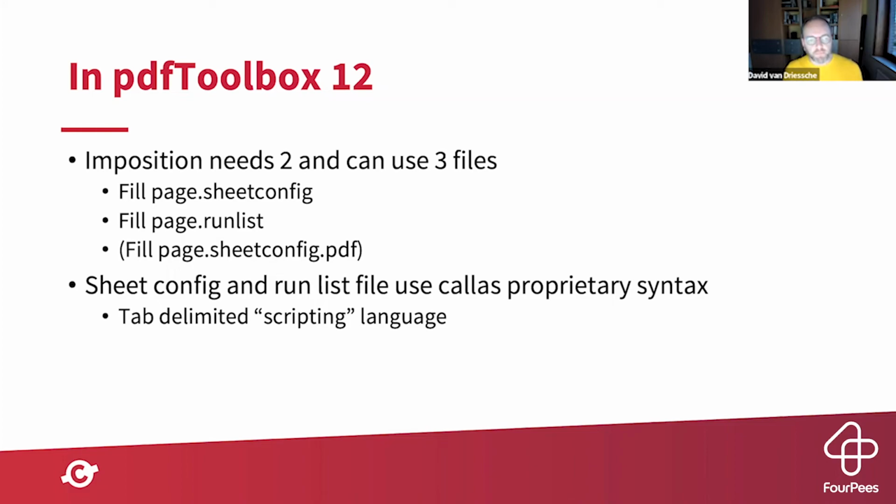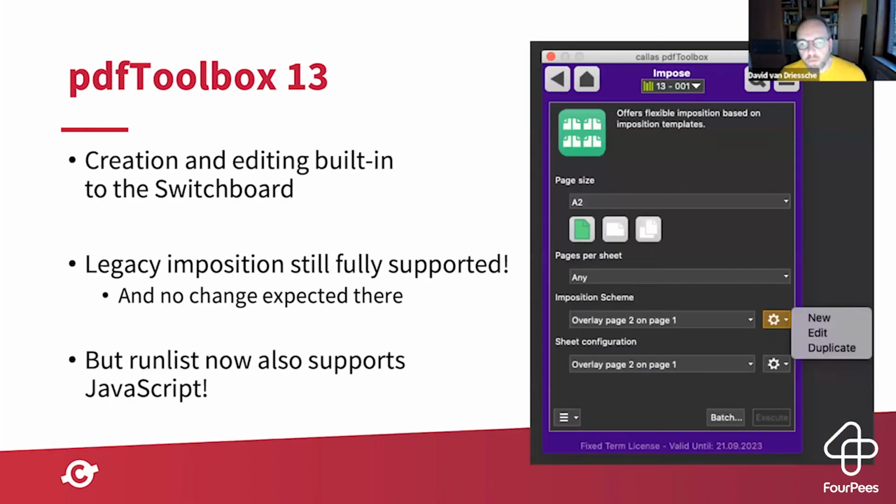In pdfToolbox 12, as you probably know if you've used imposition, there is a sheet config and a run list file. Both of these use a proprietary callas syntax, that is a text language that is tab delimited. And then there is also a possibility to use a background file, and the background file can be used to include marks and stuff like that. The imposition actually happens on top of the background file if it is there. If it's not there, it happens on top of an empty sheet. But the important part here is that the sheet config and the run list always are these tab delimited files. No longer in pdfToolbox 13.